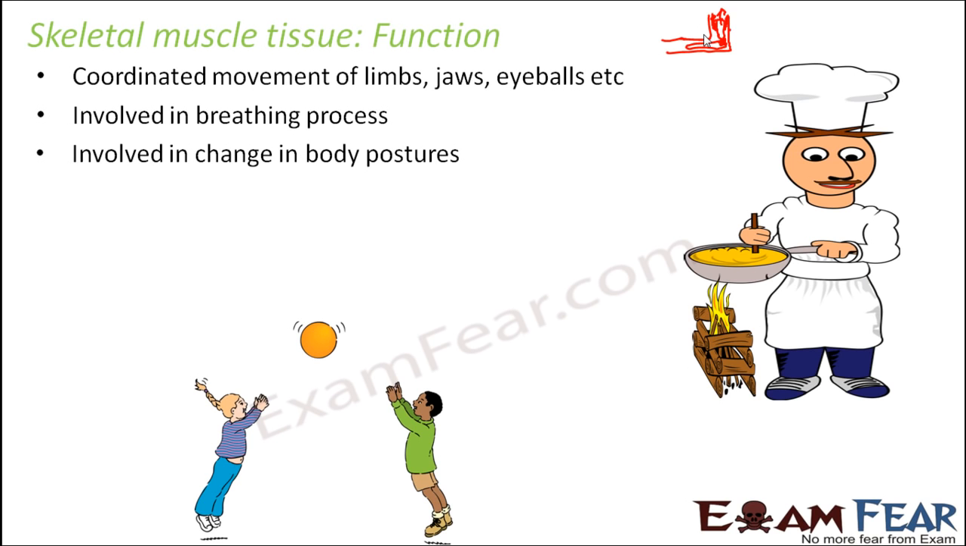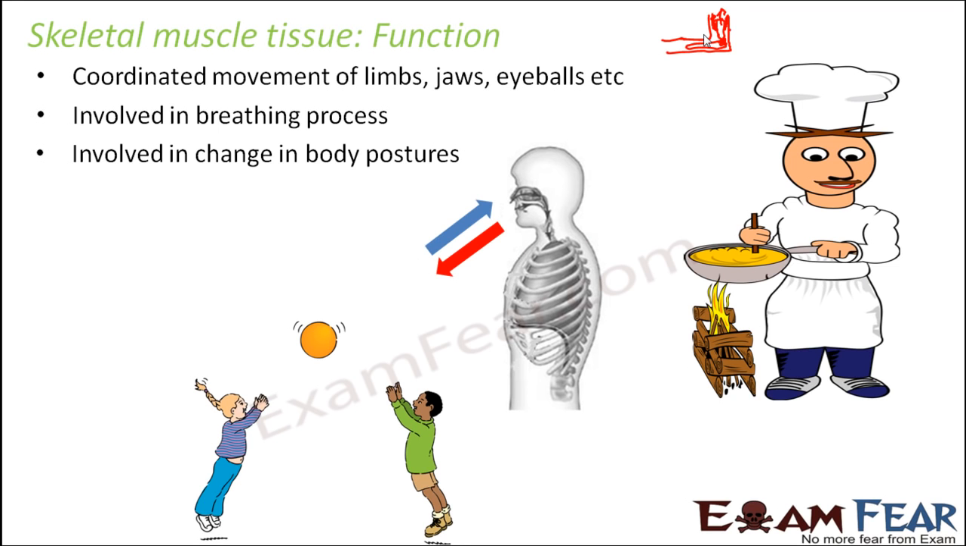It is also involved in change in body postures. For example, when you are playing, running, jumping, moving your hands up, down or whatever, different body postures are created using the skeletal muscle tissue. So now let us look at the next type of muscle tissue called the smooth muscle tissue.